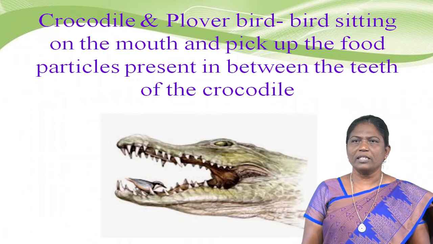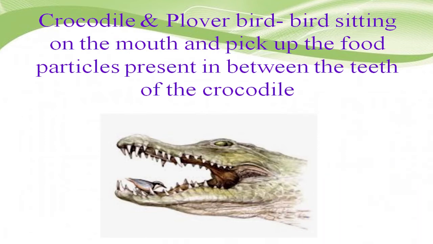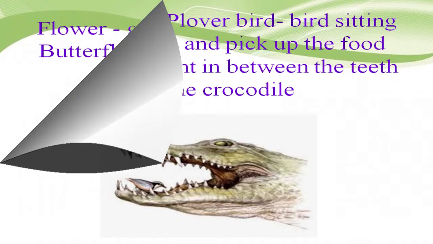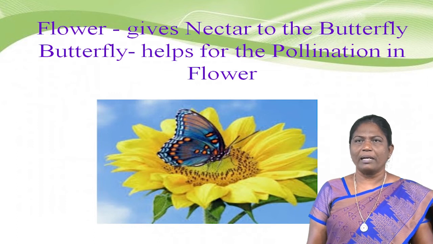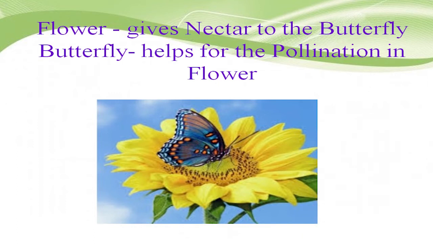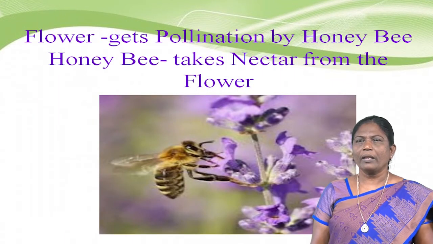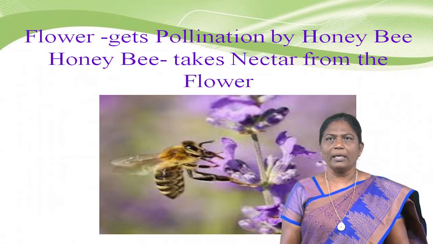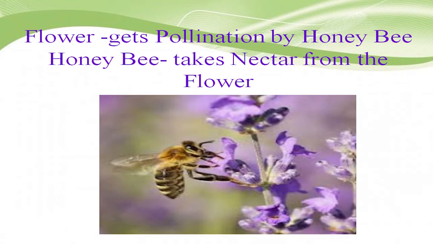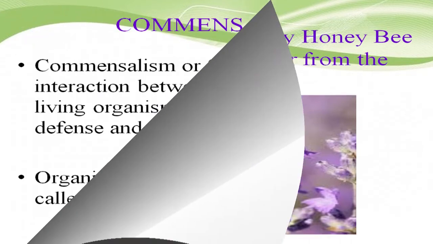Here the bird is sitting on the mouth and picking up the food particles present in between the teeth of the crocodile. The next one is the relationship between flower and butterfly. Here the flower gives nectar to the butterfly and the butterfly helps in the pollination of the flower. The next is another example between the flower and honeybee. Here the flower gets pollinated by the honeybee and the honeybee takes nectar from the flower.